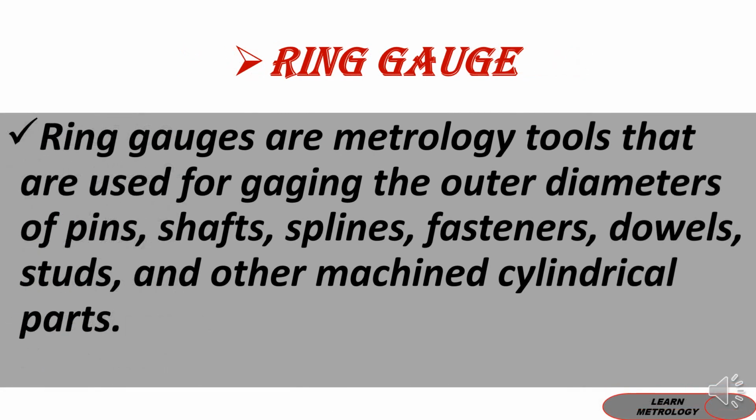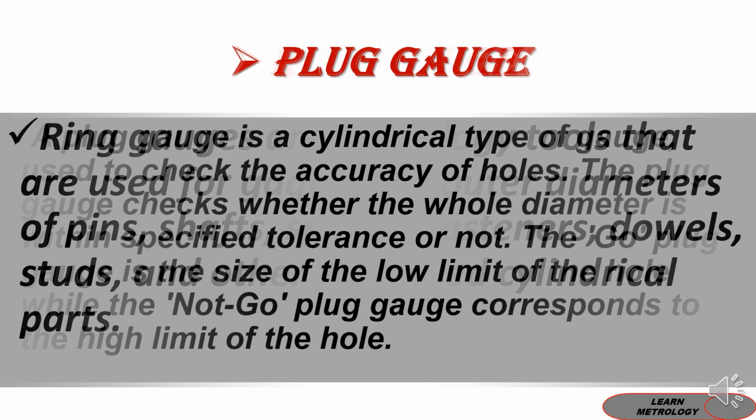First of all, ring gauge. What is a ring gauge? Ring gauges are metrology tools that are used for gauging the outer diameters of pins, shafts, splines, fasteners, dowel studs, and other machined cylindrical parts.